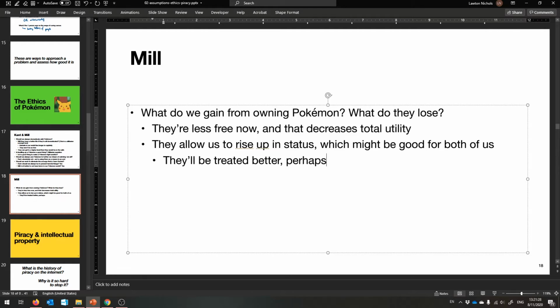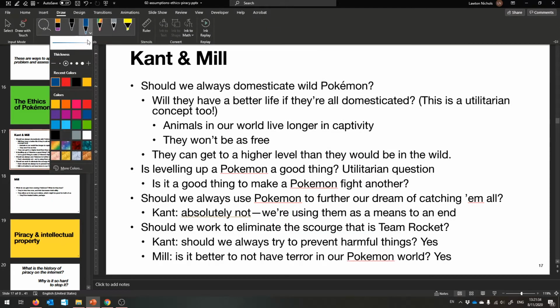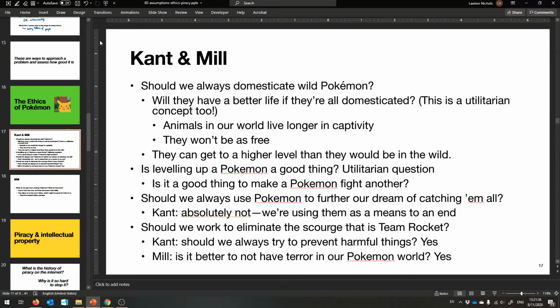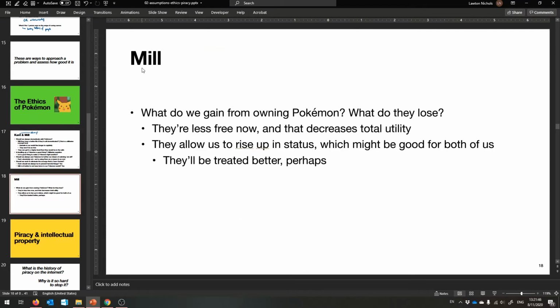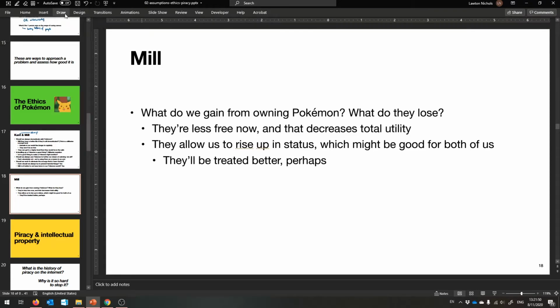And so, again, Kant is always asking, should you always do this thing? Is it in everybody's best interest? We're not using somebody. So always think "always" when you see Kant. And when you see Mill, always think, is this the best thing for the best people? Always think utility.